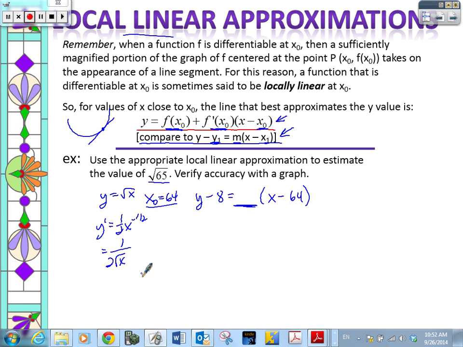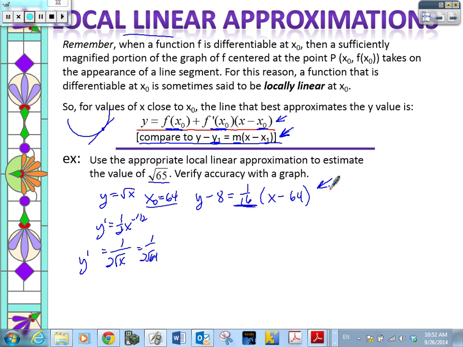Okay, so again, we're setting up our linear approximation tool with what we know, the 64, and we're setting this up to use it as an estimation tool. So I would substitute a 64 in here, and I would get 1/2 square root of 64, which would be 8, so this is 1/16. So this is my estimator tool. This is my local linear approximation tool that we just created. It's basically just our tangent line, that's all it is.